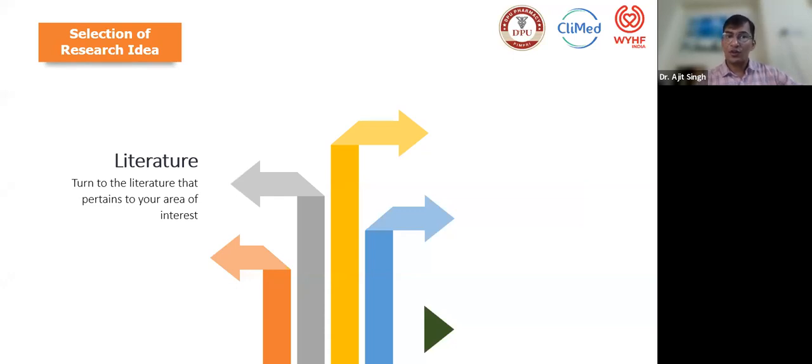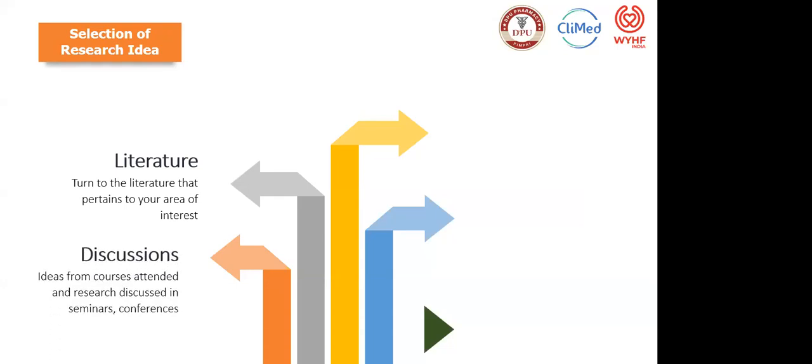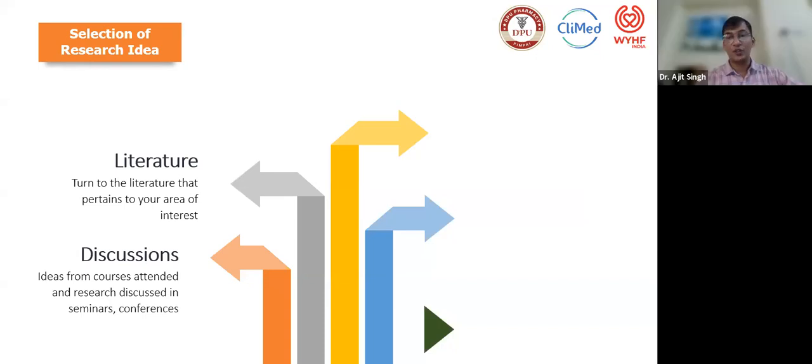Here it is for the selection of research idea. Go to the literature, select your topic like pain management, transitional medicine, read the future implications, read the future ideas, read the future work. Read the literature properly. Then after the literature, you can get ideas from discussions also. Discussions means ideas from the courses you are attending.